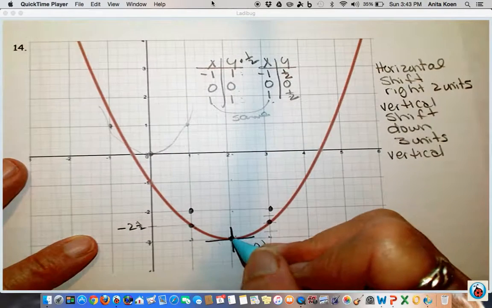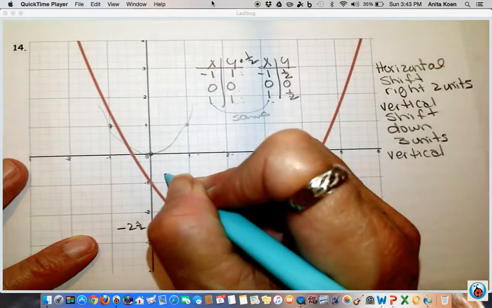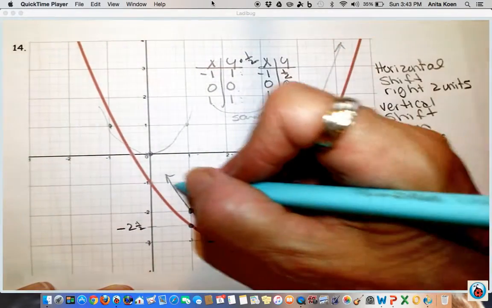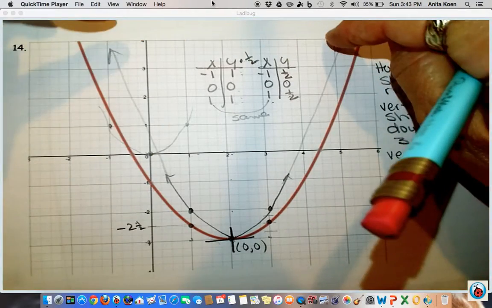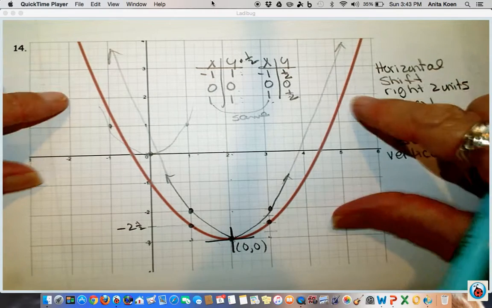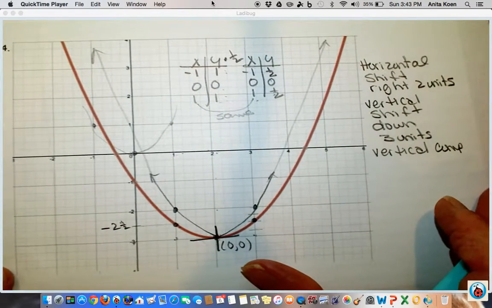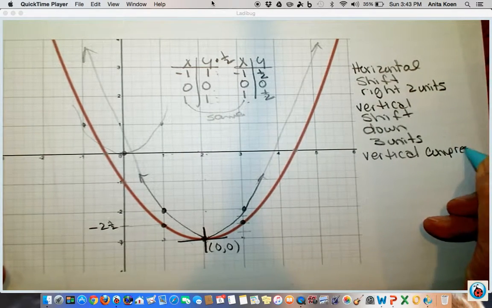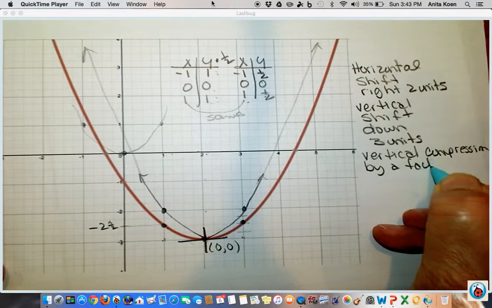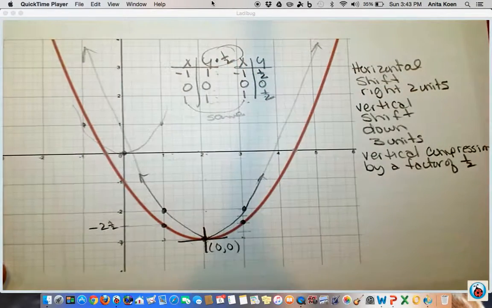Now again, here's my original parent function right here. Okay, so I hope that you can see that if this came way up here like it's supposed to, what I would be doing is vertically pushing down, pushing this down. So that's a vertical compression, and that's not going to fit on here, so let me get it over, by a factor of 1/2. And that's because I'm multiplying the y's by 1/2.